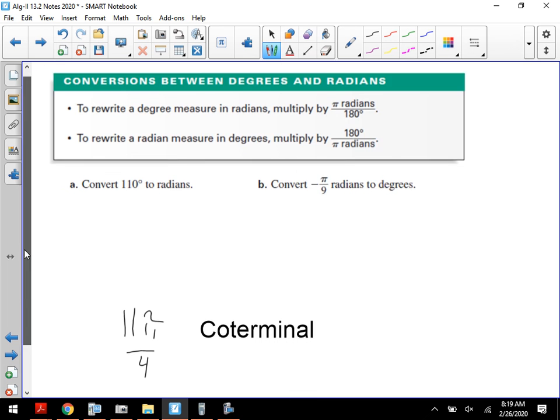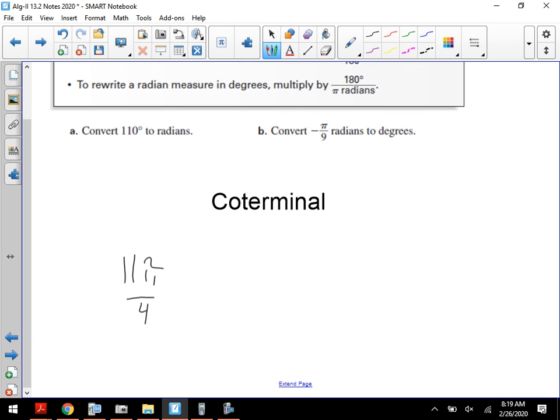All right. So we did this. So let's look at how do we do 11 pi over 4. How do we draw that? And then how do we get coterminal angles out of it? All right. 11 pi over 4. Because we've drawn degrees, now we have to be able to draw radians.